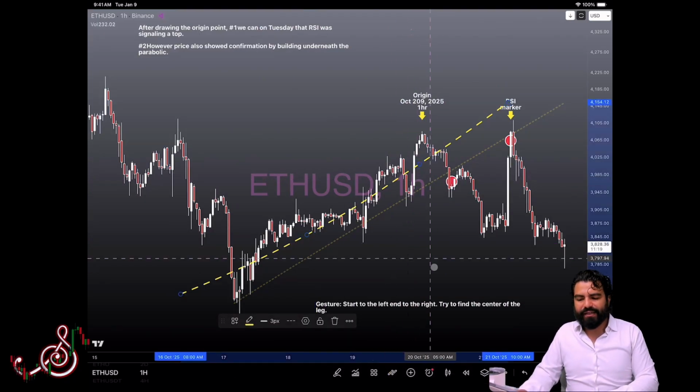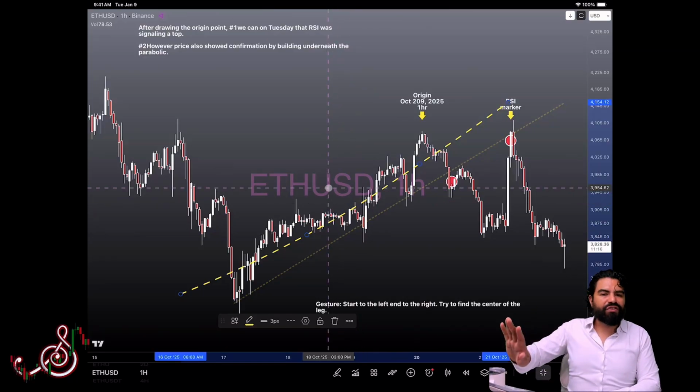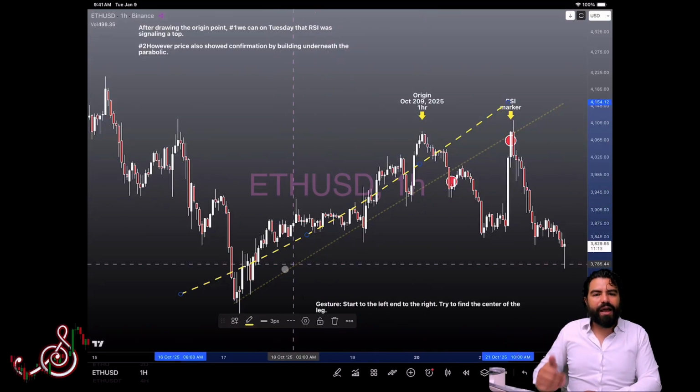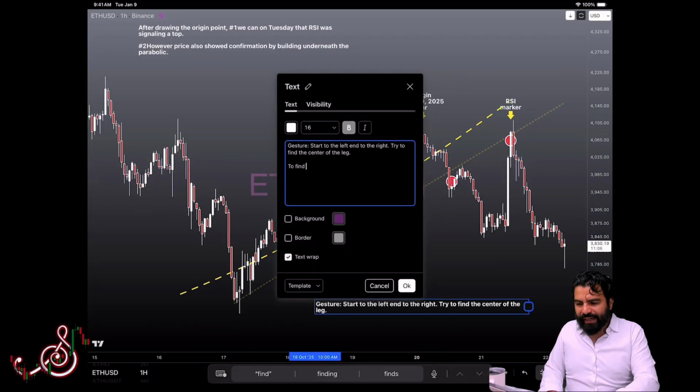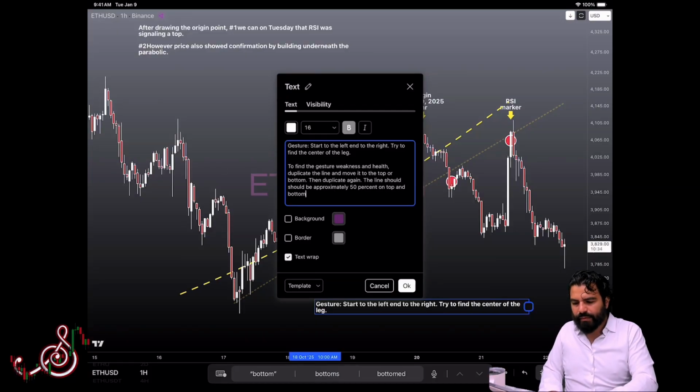To confirm this leg, we're going to duplicate and place 50% on top. We need one on top, and it needs to balance on the other side, as if it's the center. To find the gesture weakness and health, duplicate the line and move it to the top or bottom, then duplicate again. The line should be approximately 50% on top and bottom. I'm going to show you.